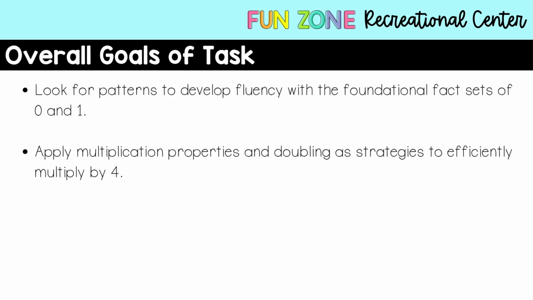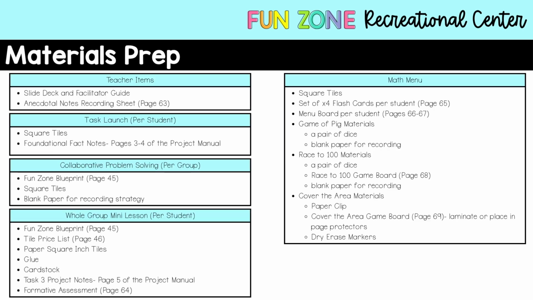The overall goals of Task 3 are to look for patterns to develop fluency with the foundational fact sets of 0 and 1, and to apply multiplication properties and doubling as strategies to efficiently multiply by 4. Here are the materials you will need for this task.